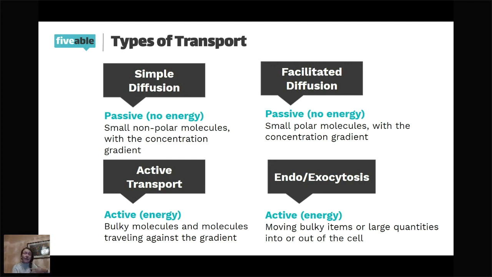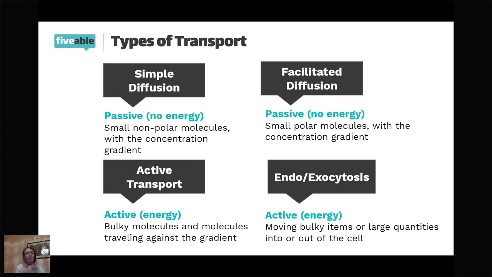Active transport, active. If you're active, you're using energy. So this uses energy. It's used for bulky molecules, so molecules that are bigger and can't get through the plasma membrane on their own, and for molecules traveling against the concentration gradient, so from low concentration to high concentration. That happens very frequently. A great example of that would be the sodium-potassium pump, which forces both sodium and potassium against their concentration gradient so that we can have thoughts and process things across our neurons.